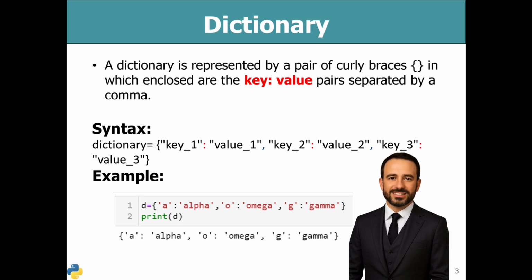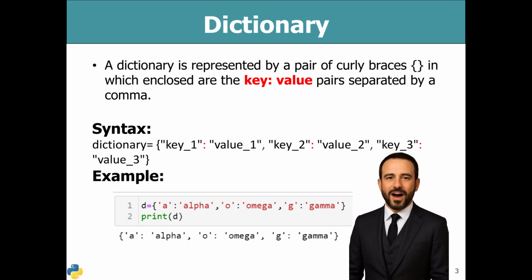A dictionary is formally represented by a pair of curly braces. Inside these braces, key-value pairs are enclosed. Each pair consists of a key followed by a colon, then its associated value, like key: value. These individual key-value pairs are then separated by commas, ensuring a clear and structured definition of the dictionary's contents.